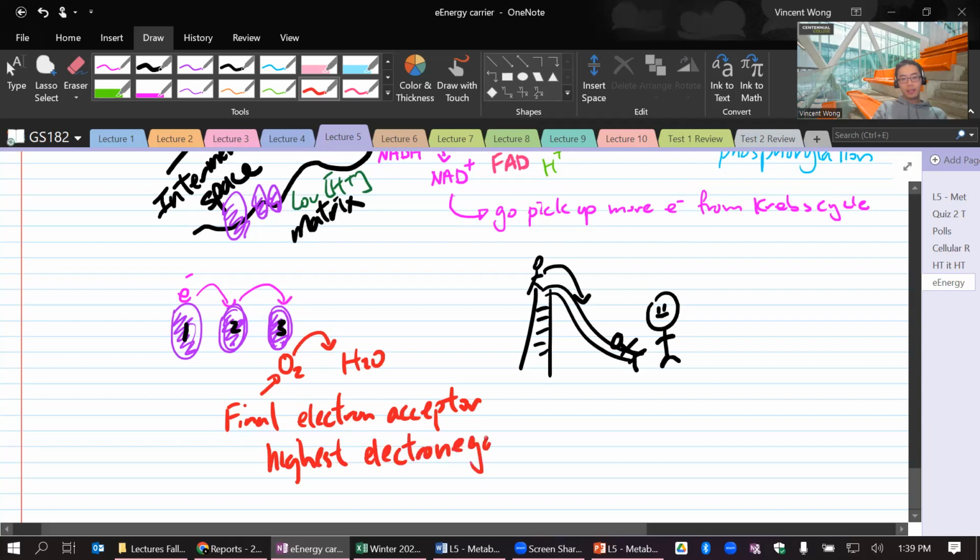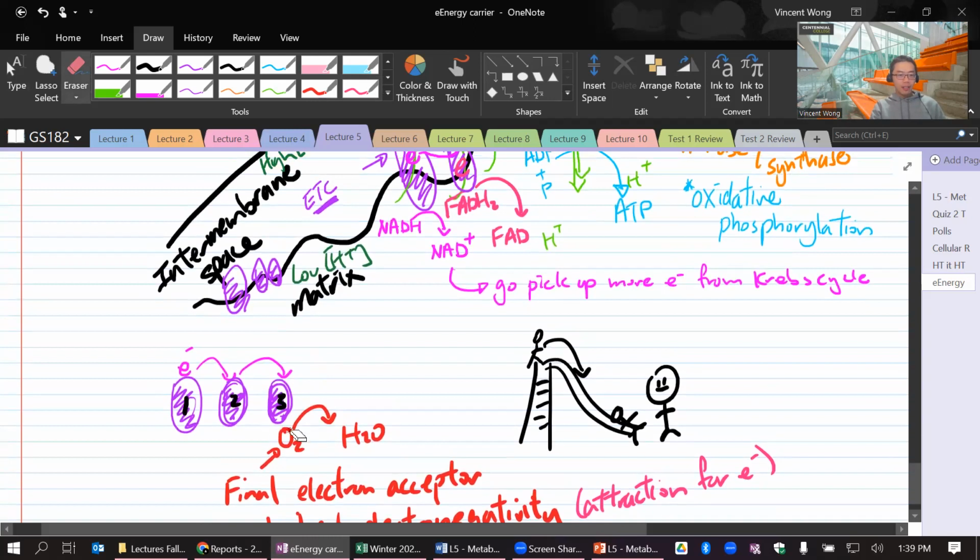electronegativity. This is a big word, but all it really means is attraction for electron. So number 2 has higher electronegativity than number 1. Number 3 has higher electronegativity than number 2. But oxygen has the highest electronegativity. It has the highest attraction for electron. That's why it's able to pull the electron off the chain so that the next electron can slide down.